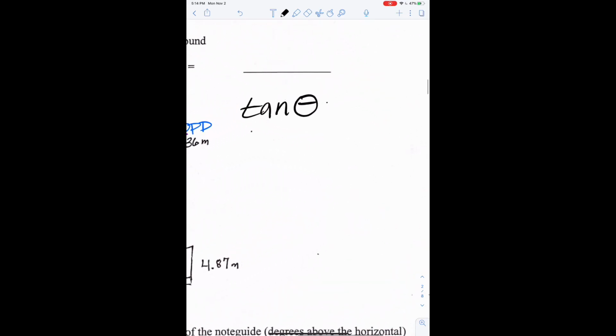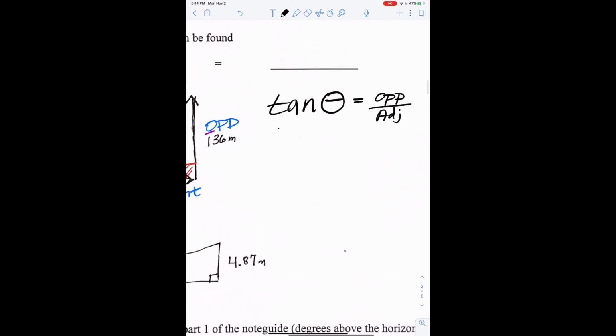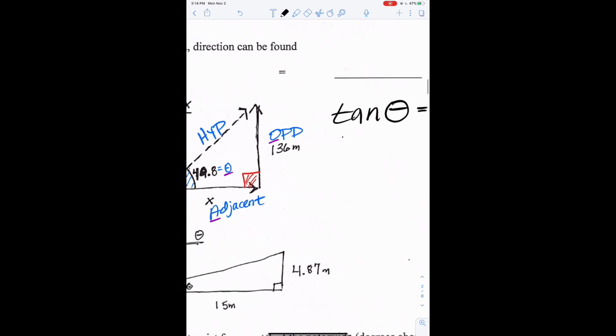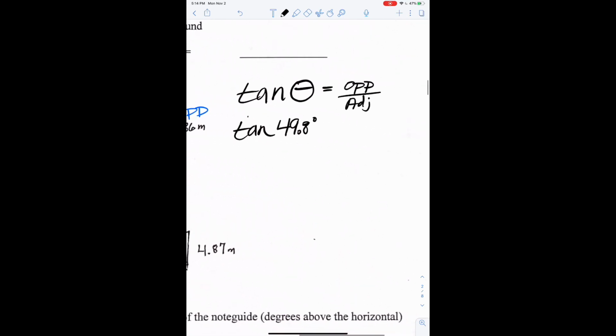So tan theta is equal to the opposite over the adjacent. All right, let's go ahead and plug in our values. I think we know the value for theta is 49.8 degrees. Your calculator does have to be in degrees.